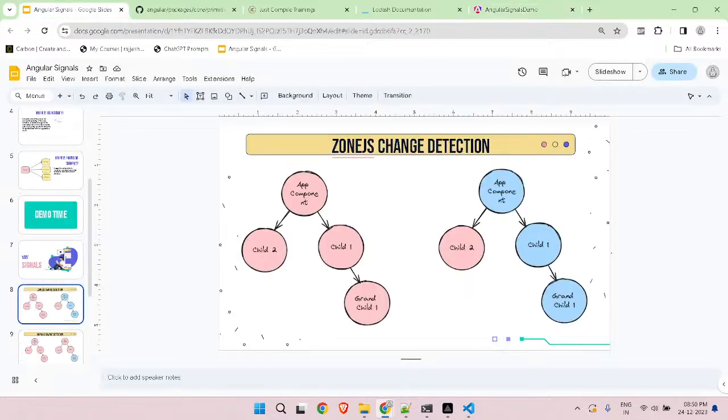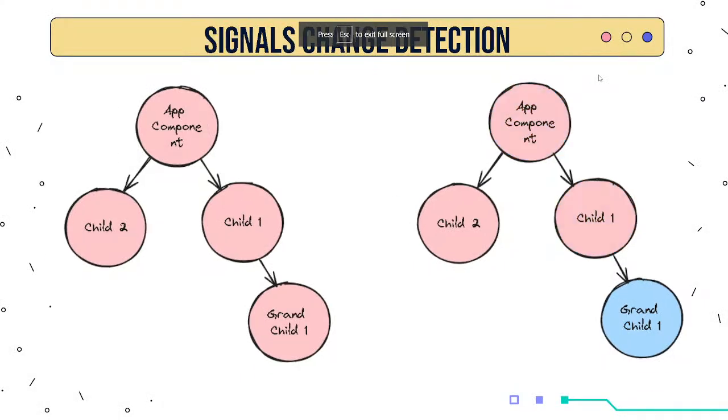So what happened under the hood? It simply marks this component as dirty. So it skips all the other components, and simply updates the grandchild component. This is called local change detection, where only that component is re-rendered with the new state. No other component is impacted.